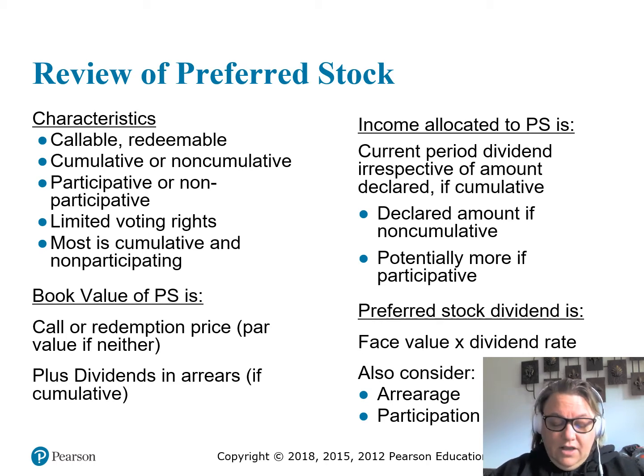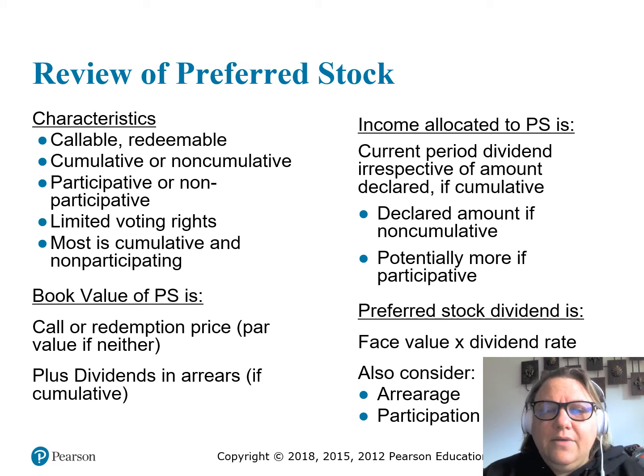The idea of callable: callable preferred stock means that they can call it in at any time, and basically the owners who issued the stock can call the stock in and say, okay, we want it back. We're going to give you the money for it. Redeemable preferred stock basically allows the issuer to buy the stock back at a certain price and retire it. Okay, so there are also different types of preferred stock.